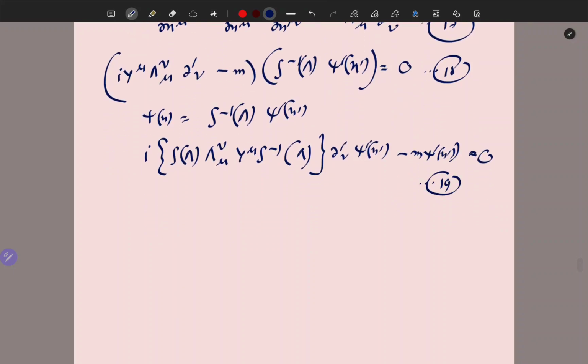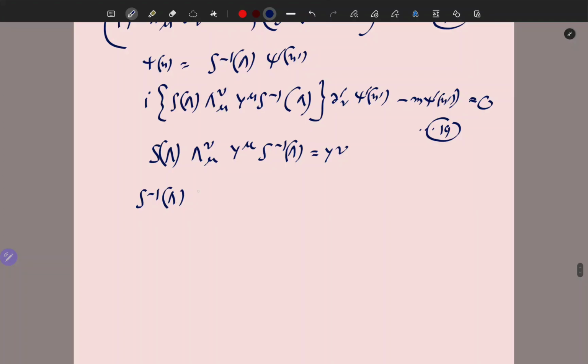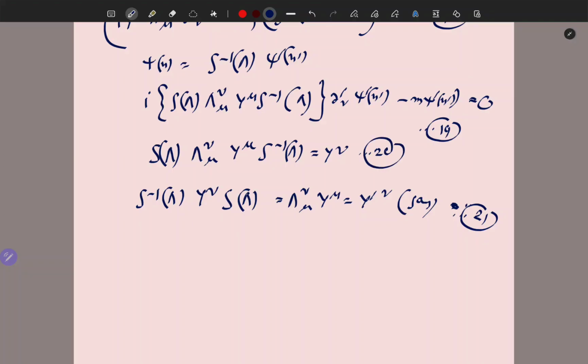Comparing this with equation number 16, the form invariance of the Dirac equation is satisfied if S of lambda lambda nu mu gamma mu S inverse of lambda equals gamma nu. That is, S inverse of lambda gamma nu S of lambda equals lambda nu mu gamma mu, equal to gamma prime nu. This is equation number 21 and this is equation number 20.